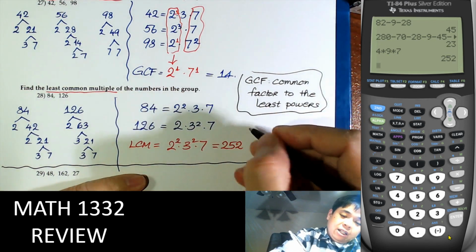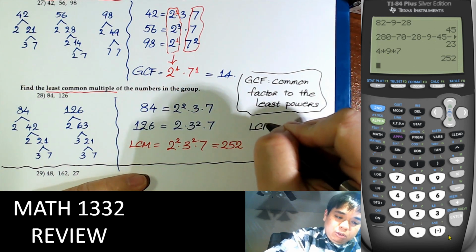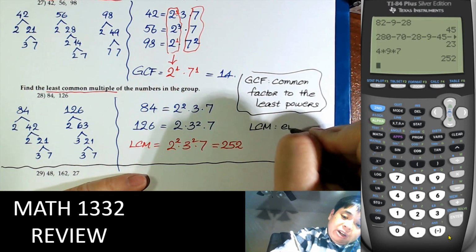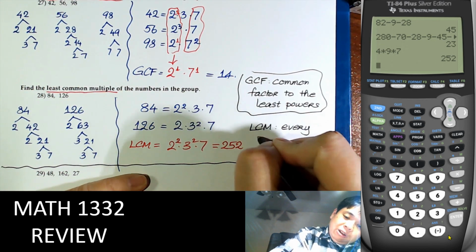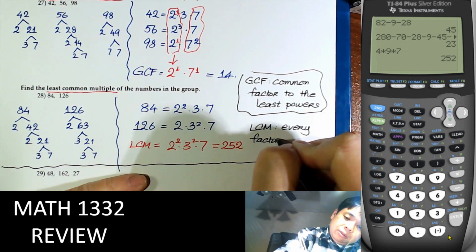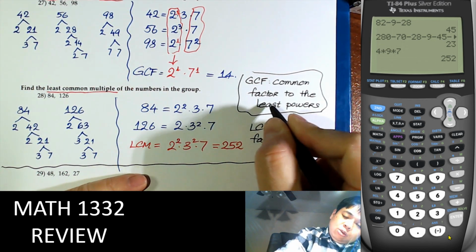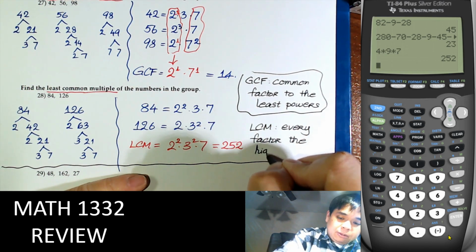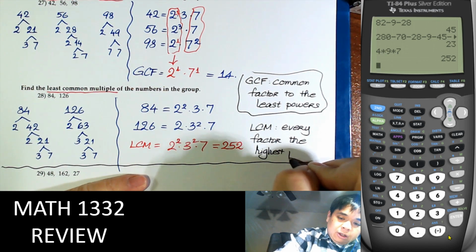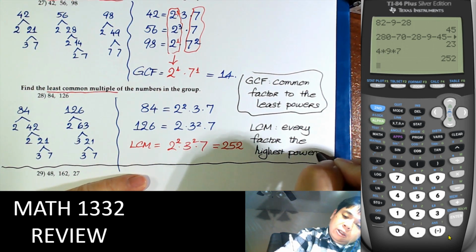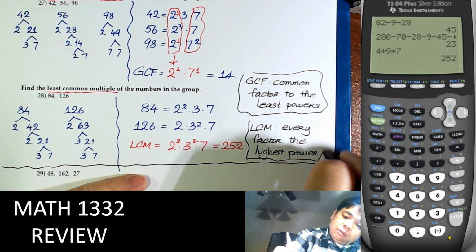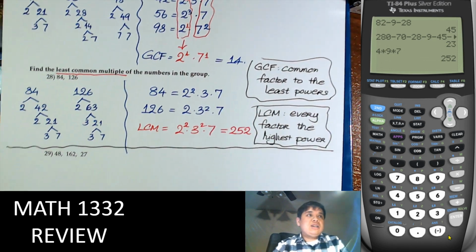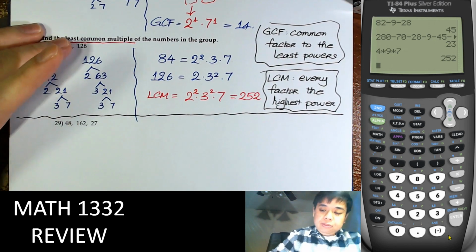Right, and then least common multiple, we take every factor to the most, or the highest powers. Right, so that's the summary of those two.